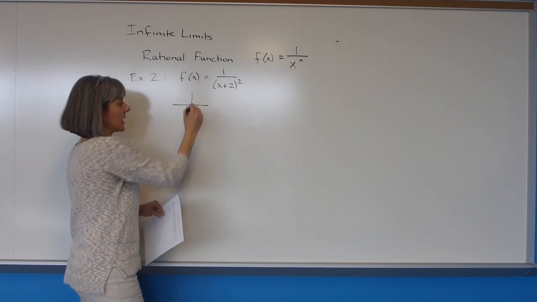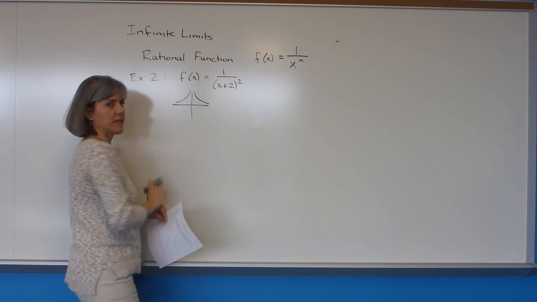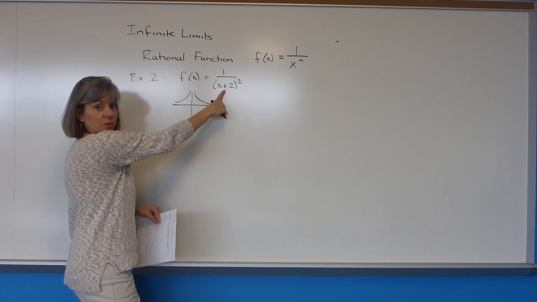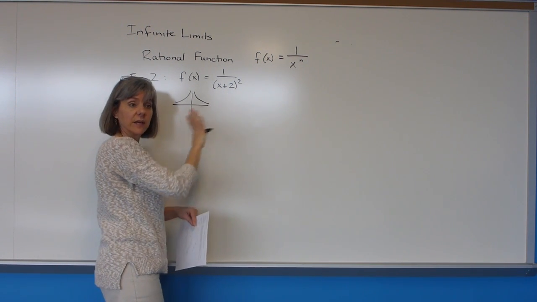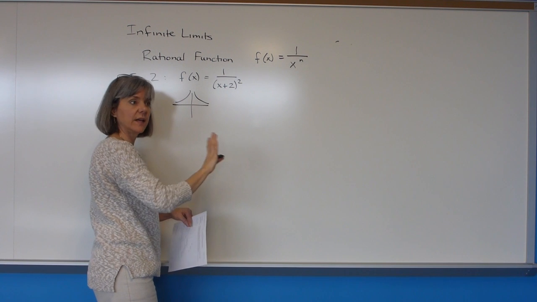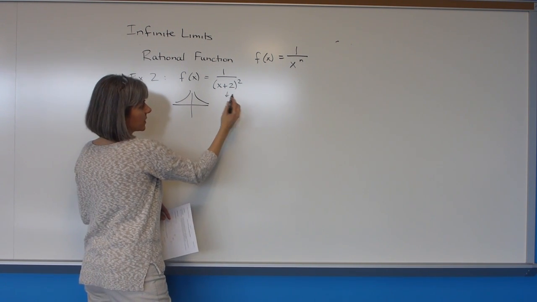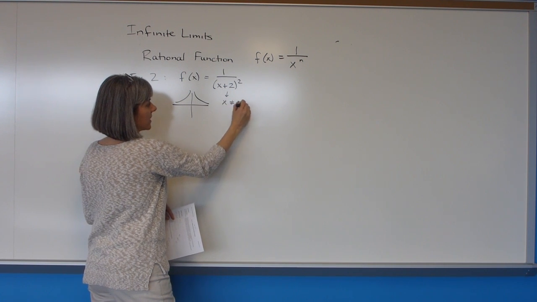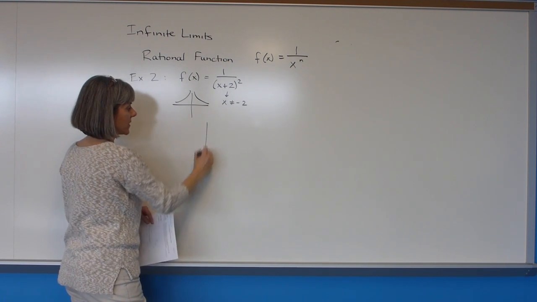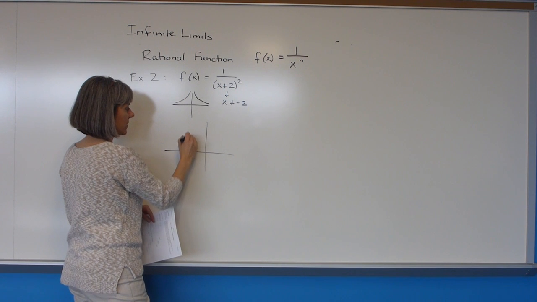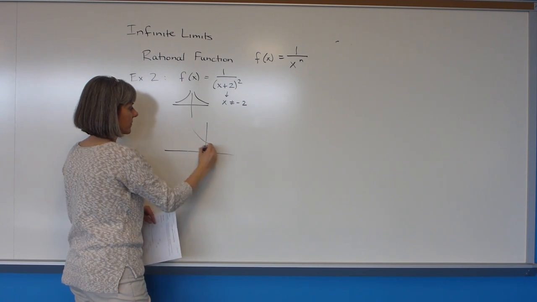You will remember that 1 over x squared looks something like that. The plus 2 on the inside, that's going to affect the x value. So it's a right-left shift. That will be a negative shift. So that means, in fact, we know that x cannot equal negative 2. That's our domain, so we know that's the location of our vertical asymptote, right here.